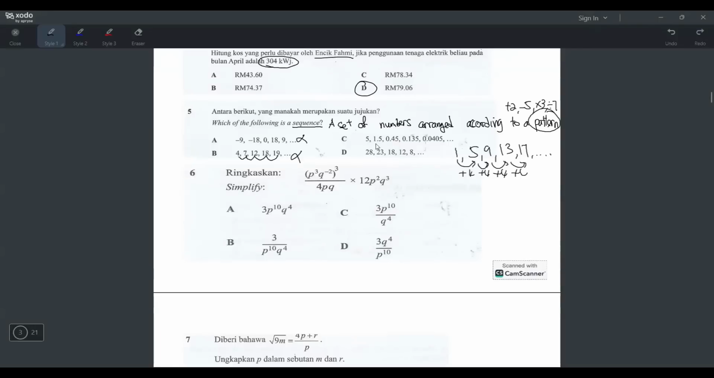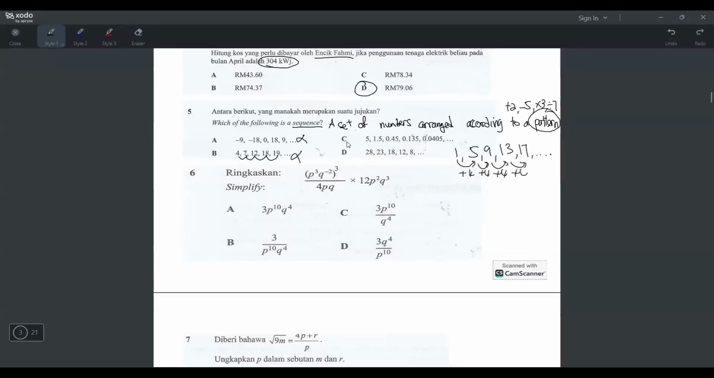Okay, what about this? 5 become 1.5. Okay, kalau -5 kena minus berapa dapat 1.5? You can press 1.5 minus 5, you get -3.5. It means from 5 to 1.5, I have to minus 3.5. Tapi kalau you tekan 1.5 minus 3.5, dapat tak 0.45? Tak dapat kan? Because if you minus, you don't get 0.45. So that means the pattern is not minus, right?